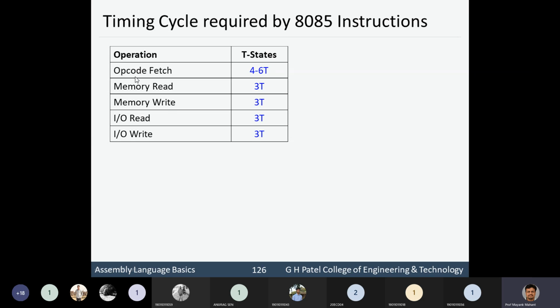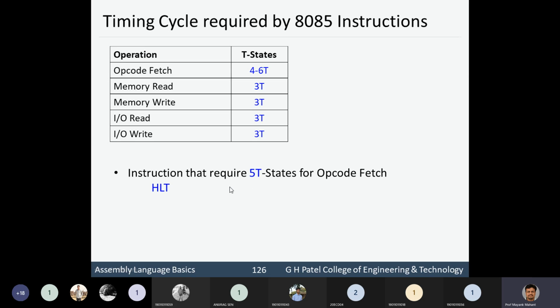If the operation is opcode fetch, it requires 4 to 6 T states. A T state is nothing but one clock. One clock equals one T state. Okay, memory read operation, whatever the memory it may be, will require 3 T states. Memory write will also require 3 T states. IO read requires 3 T states, and IO write also requires 3 T states.